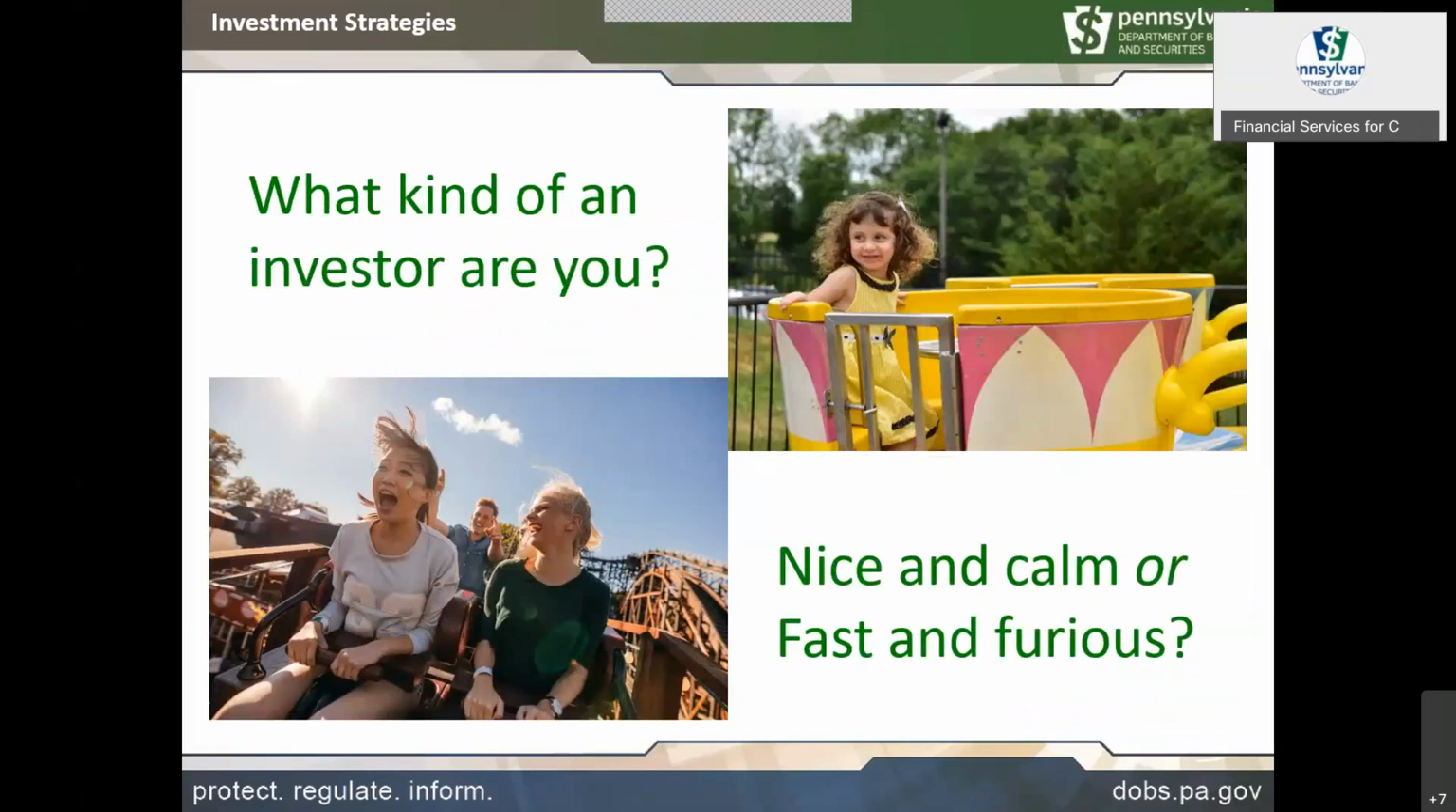So we've talked about the 4 different types of investment strategies, and it's time for us to stop and think about what kind of investor we are. Are we the nice, calm investor who is just going to do the dollar cost averaging, be consistent, and do what we need to do? Or are we going to take a fast and furious approach, where we're going to watch the market and decide when is the best time to buy or sell?